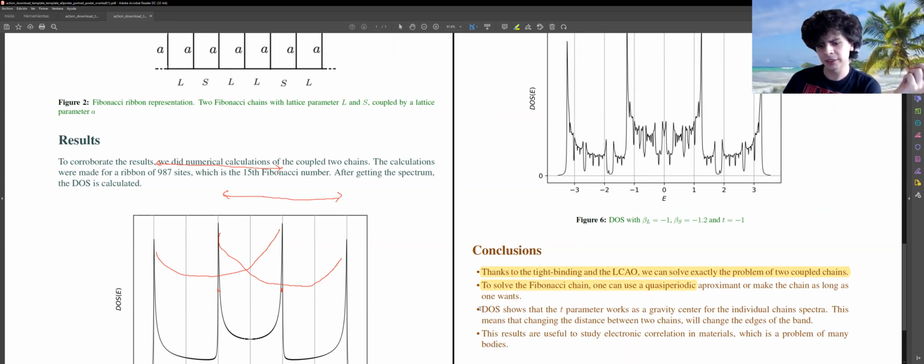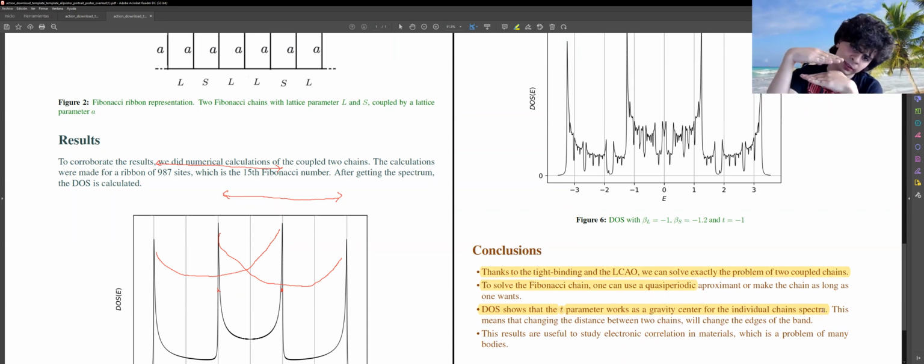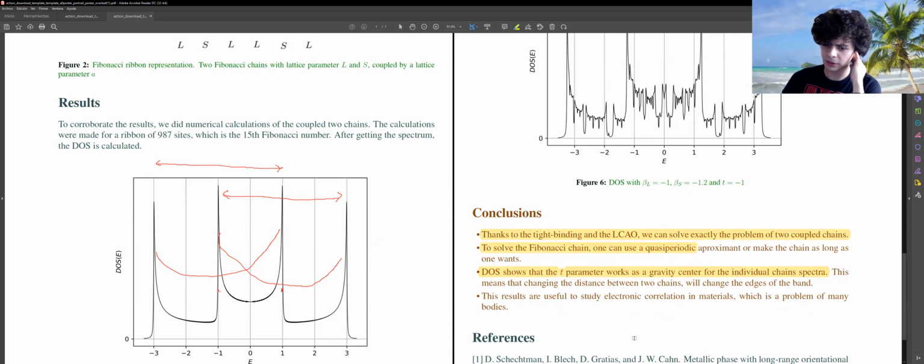The density of states shows that the T parameter works as a gravity center for the individual chain spectra. This means that changing the distance between the two chains will change the edges of the band. This is important because the distance between two coupled chains will change the behavior of the system overall. These results are useful to study electronic correlation in materials, which is a many-body problem.